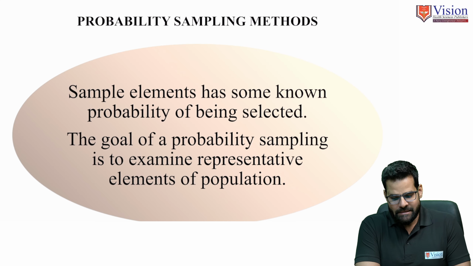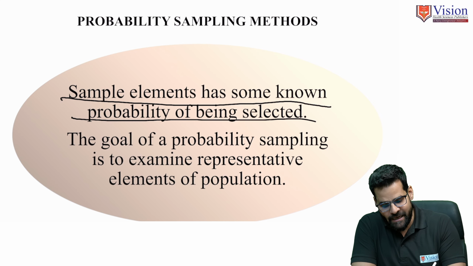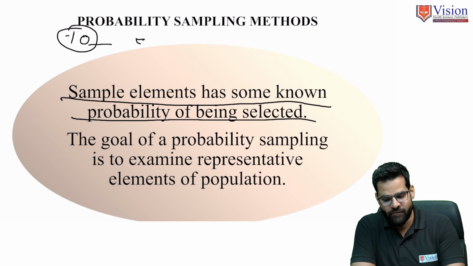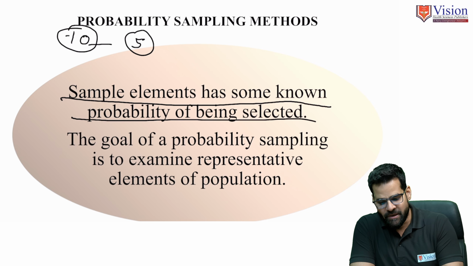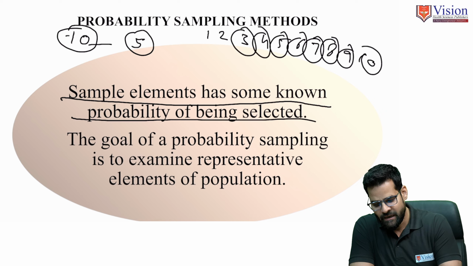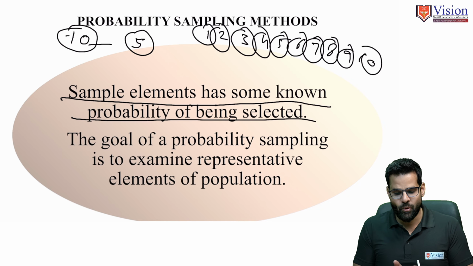Here, sample elements have some known probability of being selected. What do I mean by that? Known probability. Let's say there are 10 subjects, and I want to select 5 from them. Every person among subjects 1, 2, 3, 4, 5, 6, 7, 8, 9, and 10 will be given an equal chance. So I'll write the names and prepare the list of all these 10 people.